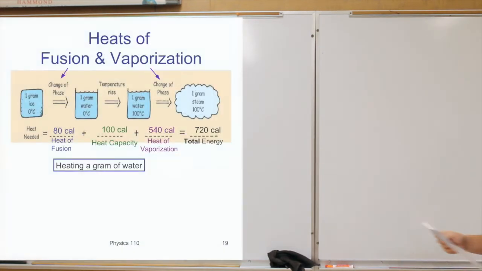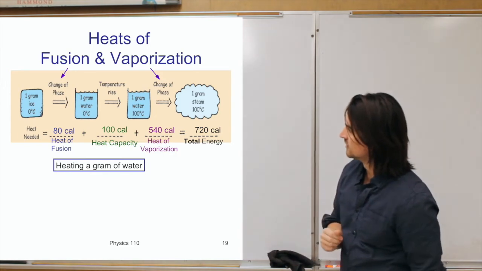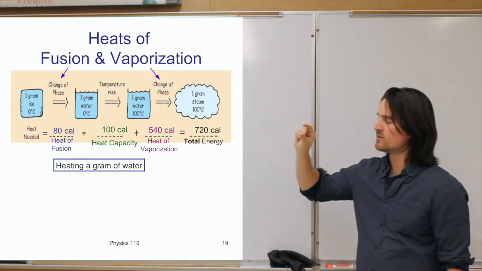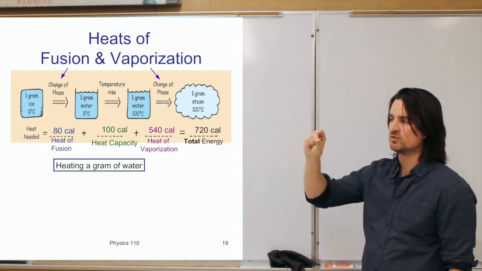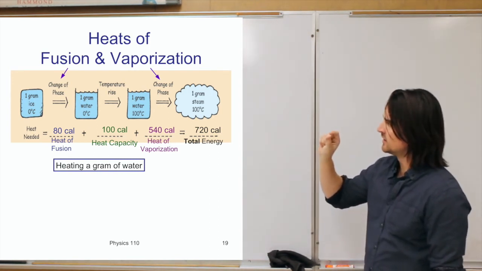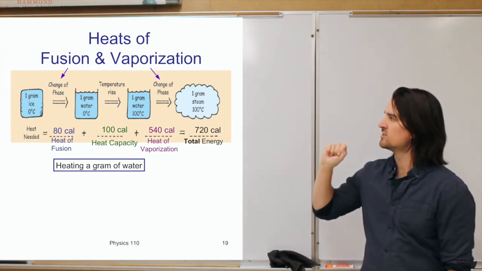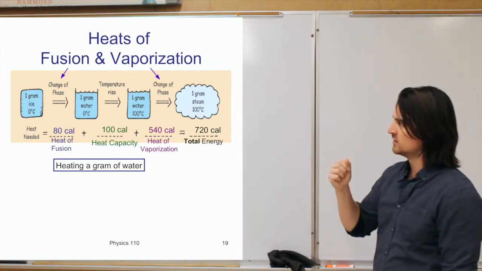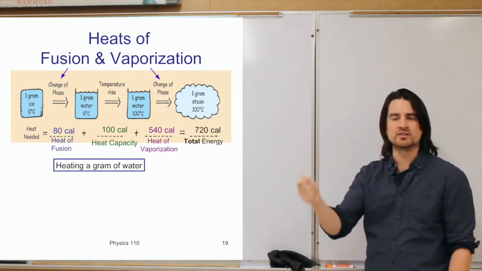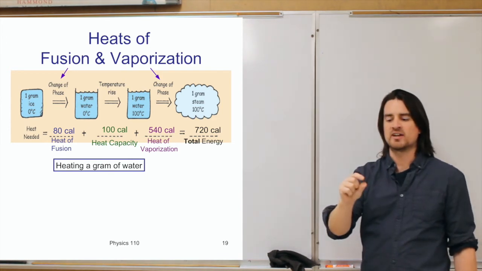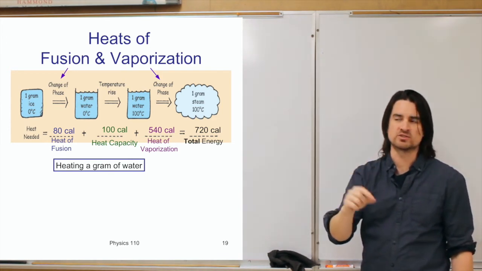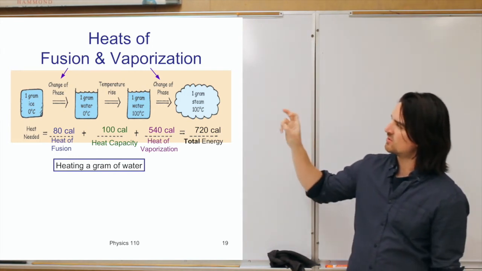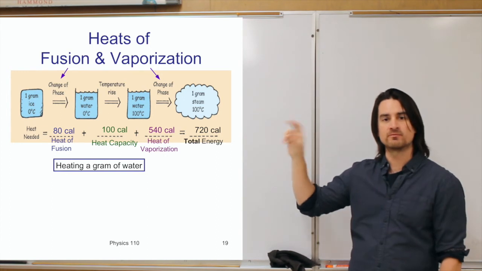So let's look at a process here where we imagine, say, starting out with 1 gram of ice. Very small little chunk of ice. And if you want that chunk of ice to turn into a liquid, again, you need to add energy to it. So that is above and beyond the energy you might have needed to bring that ice up to 0 degrees Celsius or 32 degrees Fahrenheit.